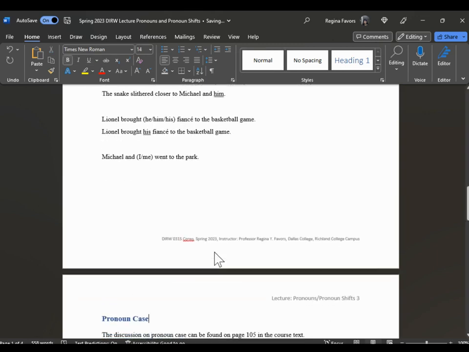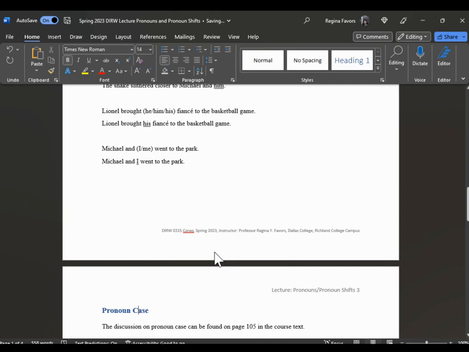And then, Michael went to the park. Michael and went to the park. So they're both in the subject position, and the me will be at the end of a sentence, not in the subject position. So it's Michael and I went to the park. Okay, so I is in the subject position.